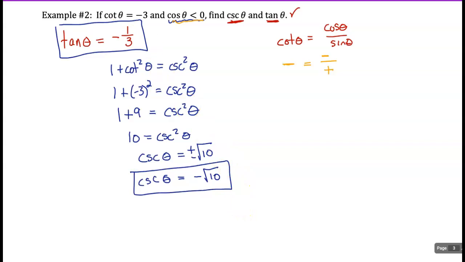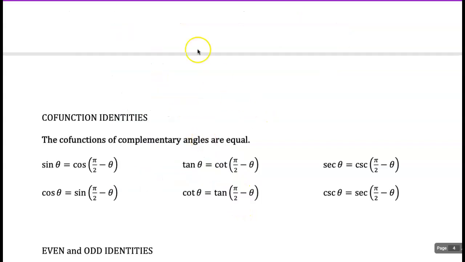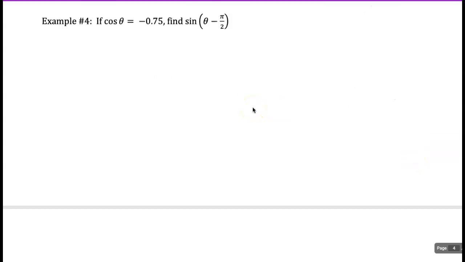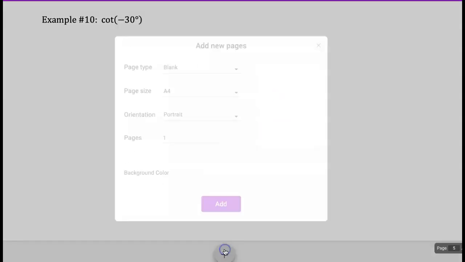We found the tangent by just taking the reciprocal of cotangent, and then we used the Pythagorean identity to find the cosecant. The next set of identities I'm going to show you are called the cofunction identities. I'm going to show you a drawing so that you understand these. So I'm going to steal these from here. I'm going to put it on another page and draw you a picture.